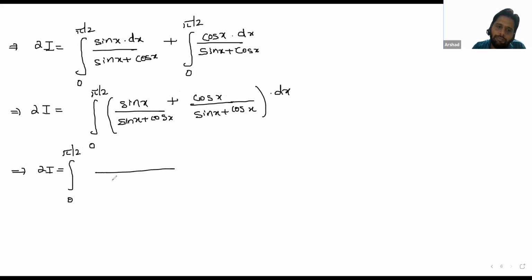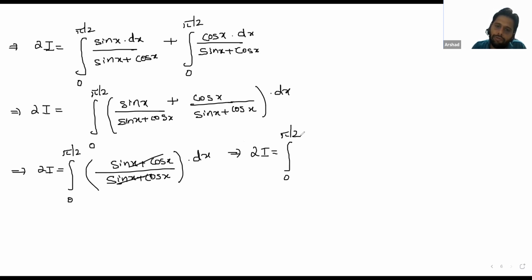Take the LCM, it is sine x plus cos x, and in the numerator, you will get sine x plus cos x dx. Now check here, these two can be cancelled out. So finally, what you get here, 2I is equal to 0 to pi by 2, 1 dx. Now, what is the integral of 1? It is x. So you get 0 to pi by 2 here.